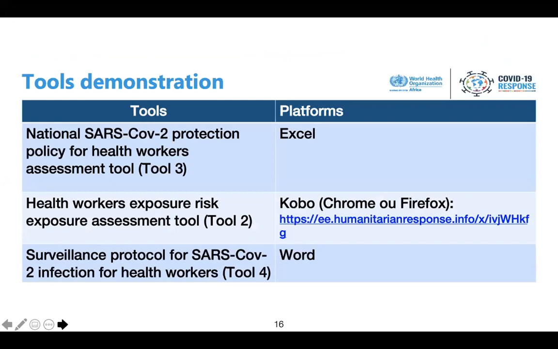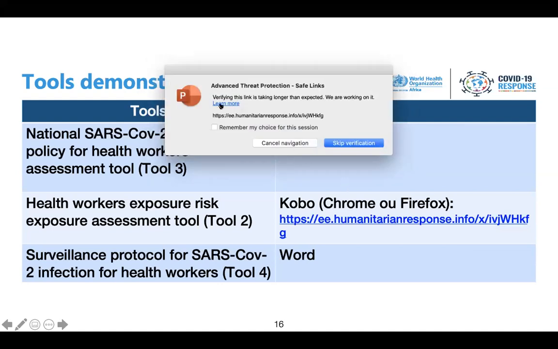So, just to show you, here are the three tools again. We have different platforms for the tools, such that you can see we have the tools available in Excel files, we have the tools available in Word documents, and we also have the tools available being maintained in a dashboard called Kobo. If you click the link that's available here in this slide, I can very briefly show you the actual dashboard and collection tool that can be used in real time.